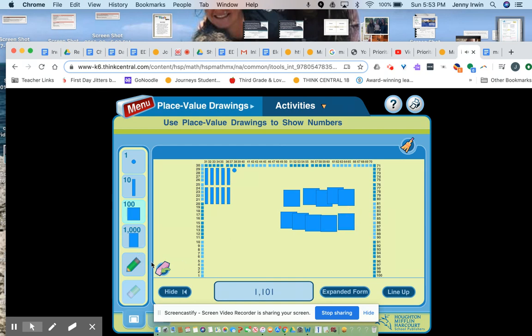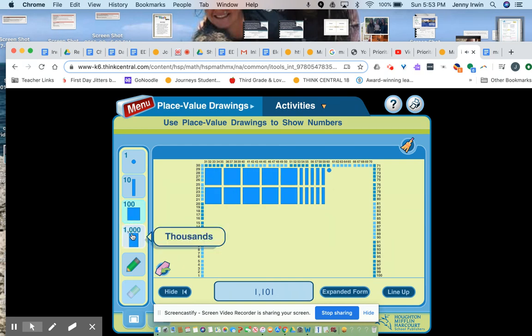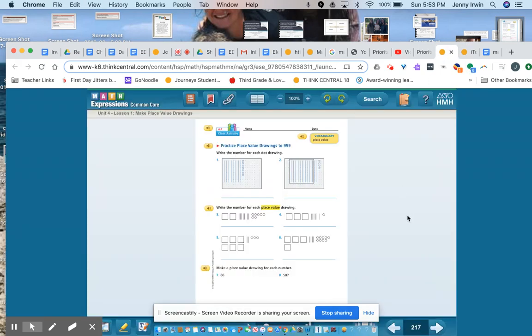And instead of drawing all of that, our new shape for 1,000 looks like this. It's a long rectangle, so it's like a 10 stick, but it's fat. That's what we're going to be using for 1,000. So please go to your math book, page 217. And as you can see, we're doing place value drawings today. And these are our 10 sticks and our 1s.